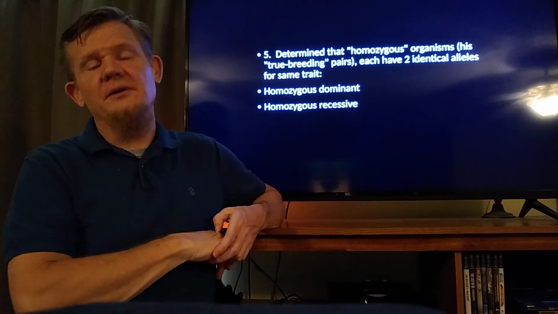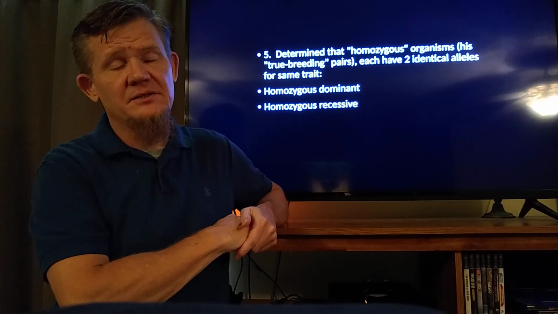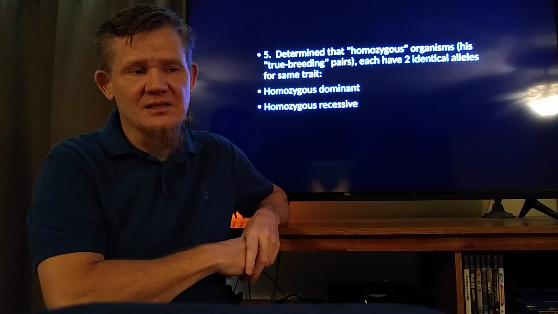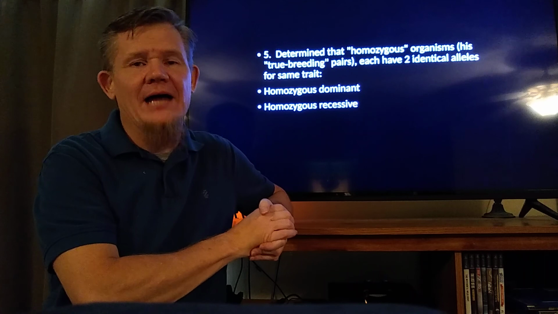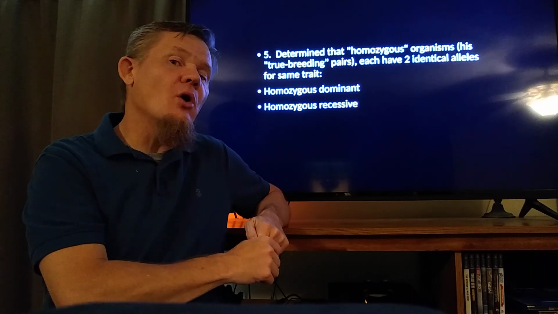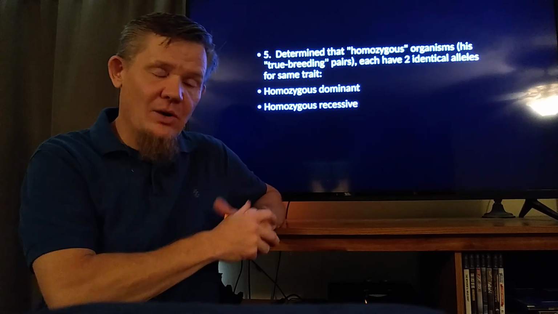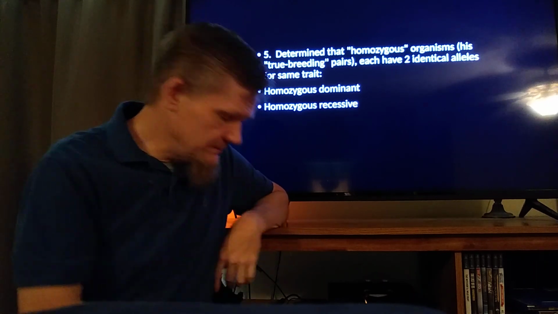Mendel finally determined that his true breeders were homozygous. He figured out why his true breeding plants were true breeding, and that was because they have the same copy of the gene for that trait. Why did all of his purple-flowered true breeders give him purple-flowered children?